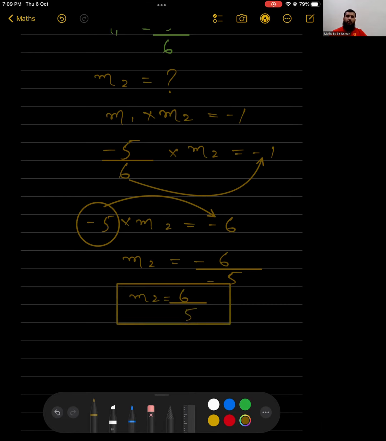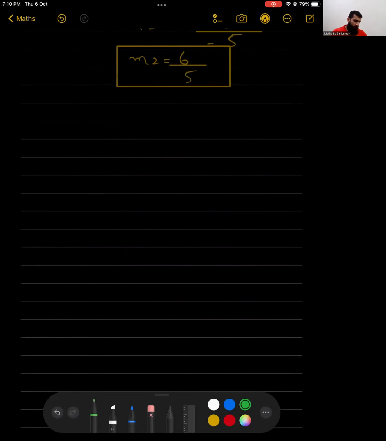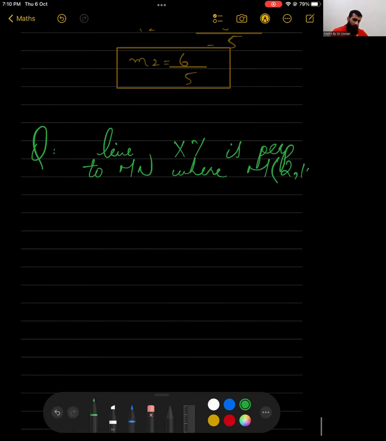Now this is your gradient for the line CD. Let's do this once more so that all of you get an idea of how to solve such queries. So let's say I have a line XY which is perpendicular to MN, where M is (2, 10) and N is (6, 15).